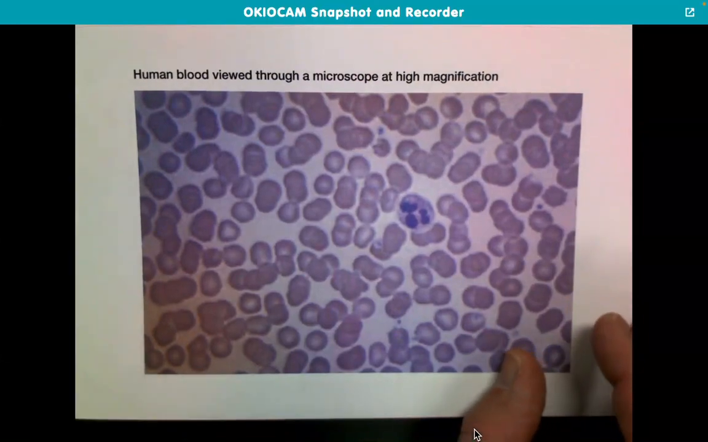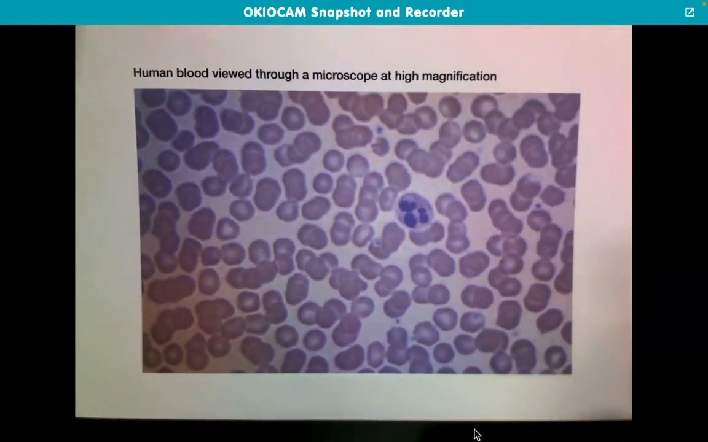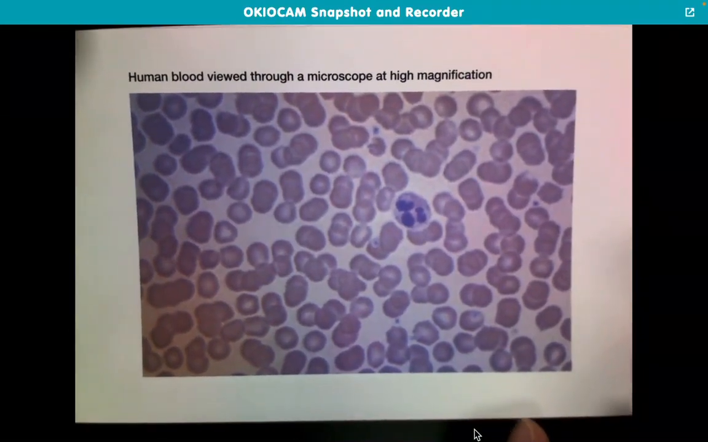We also have some slides we're going to look at that have cat blood. So we're going to look at those later. So we're going to start with the human blood first. And we're going to try to learn how to sketch something from a microscope.